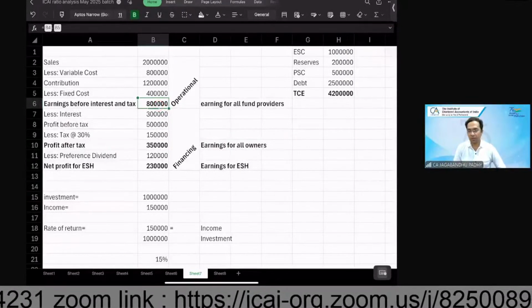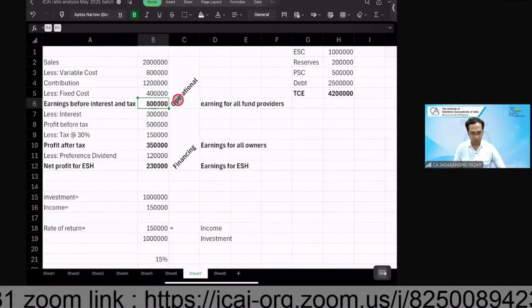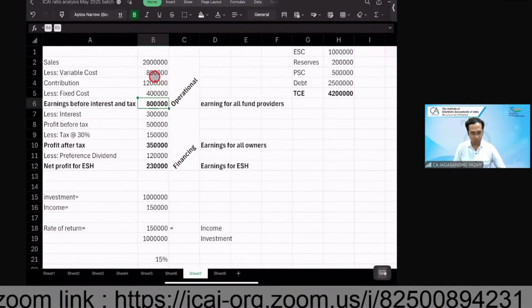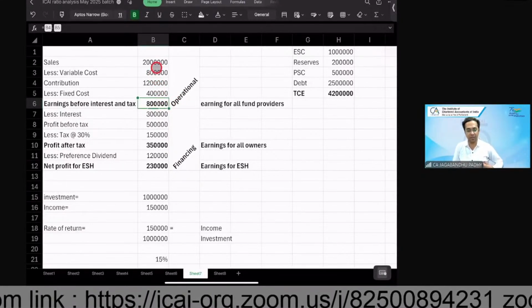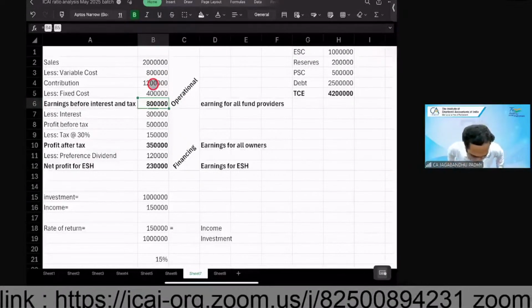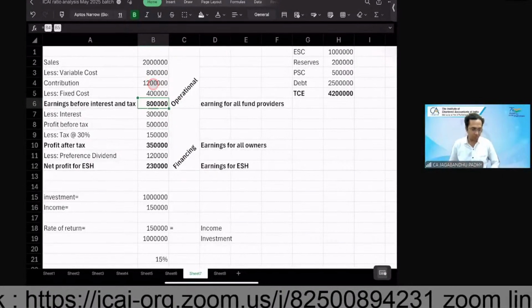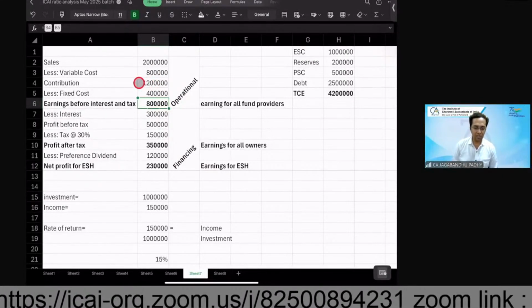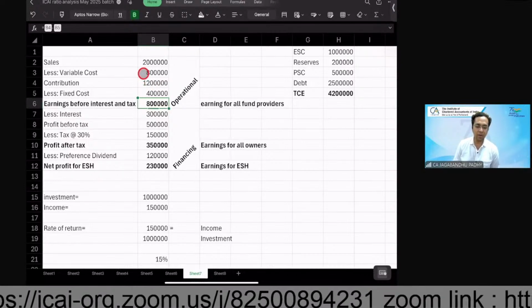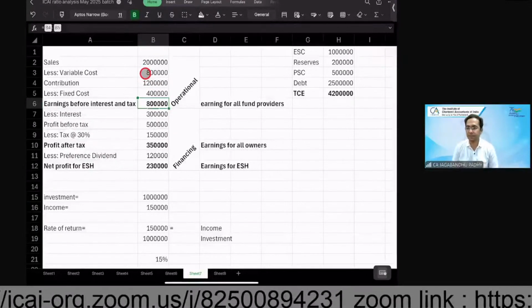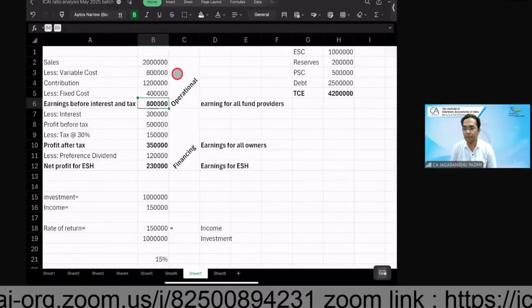Sir, what is contribution? After the break, you used the word. Contribution, yeah. Sales minus variable cost is contribution. Just like your sales minus COGS gives you gross profit, right? It's again a measure of a type of profit where only variable costs are subtracted. Okay, thank you, sir.